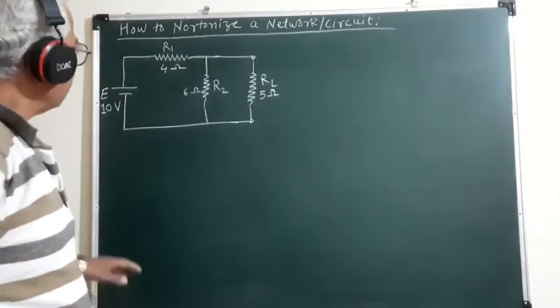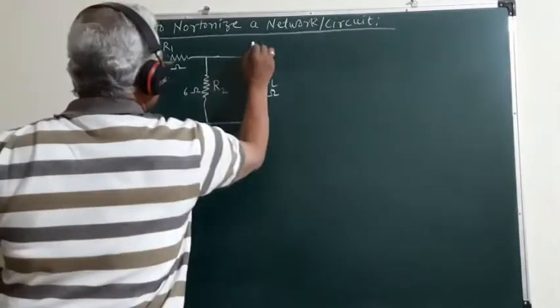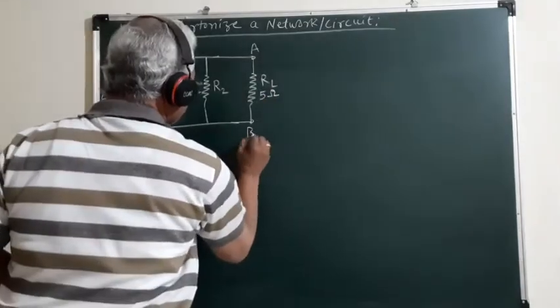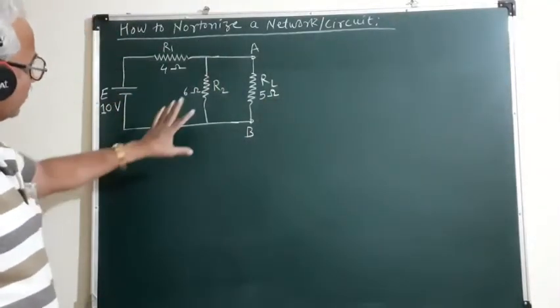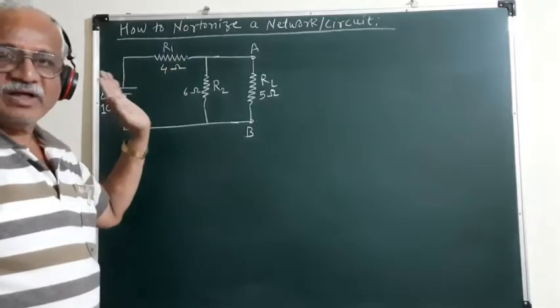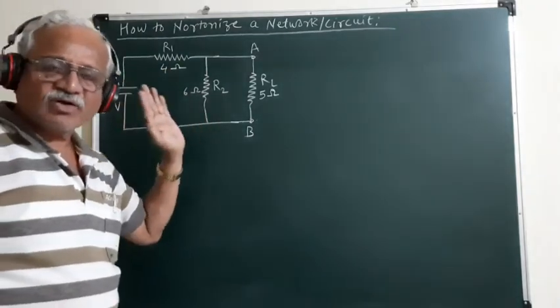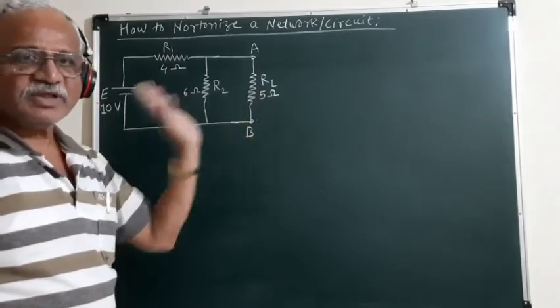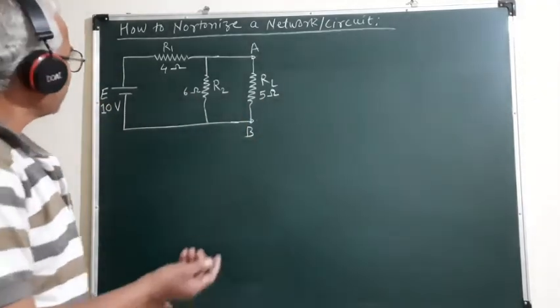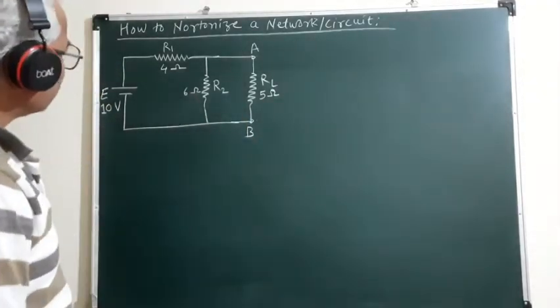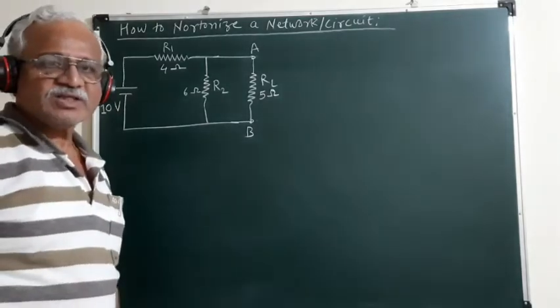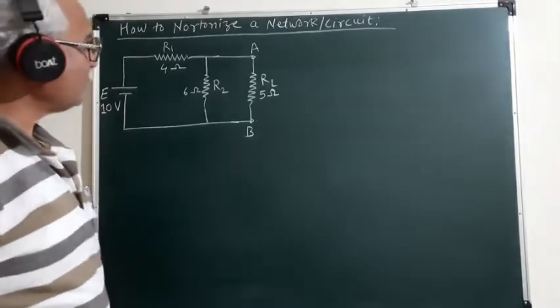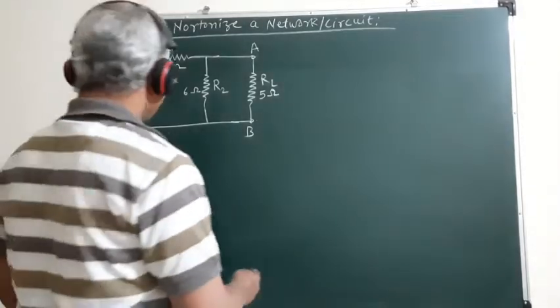So this complicated network to the left of the terminals A and B can be simplified in terms of a constant current source in parallel with the equivalent resistance. To Nortonize this network, the procedure consists of 4 steps.